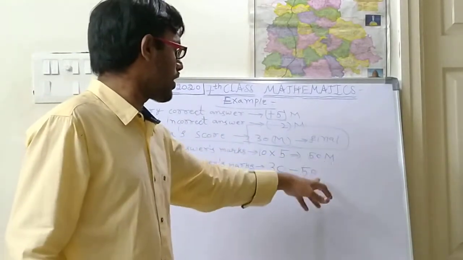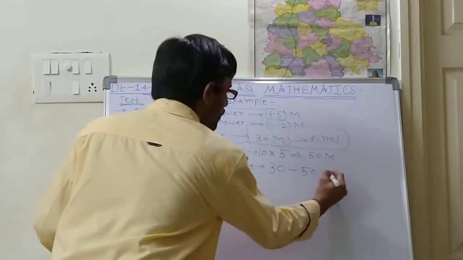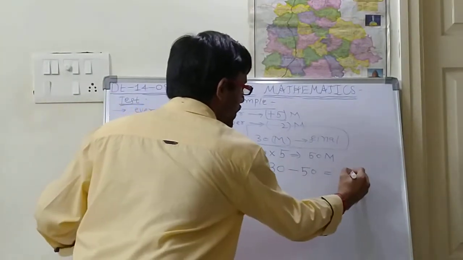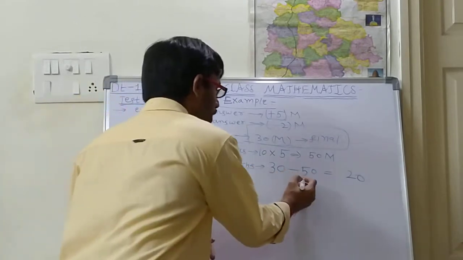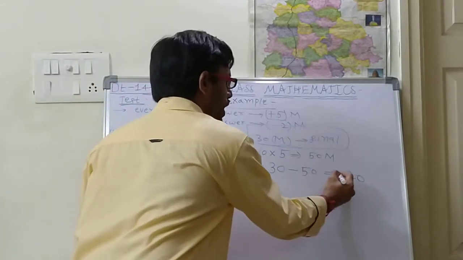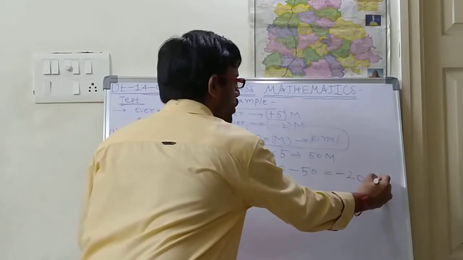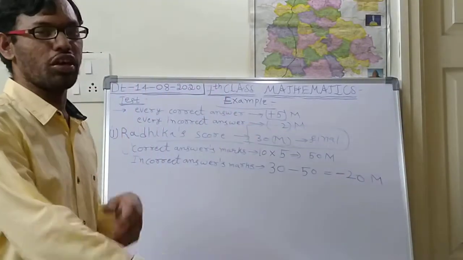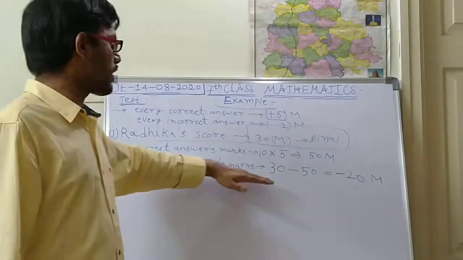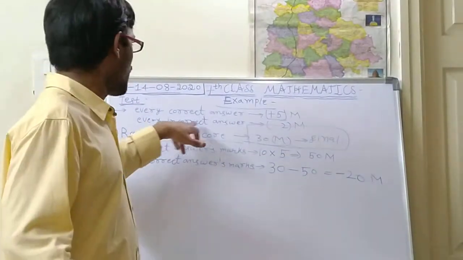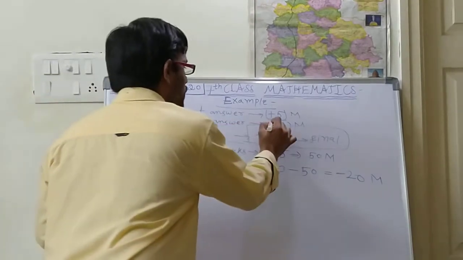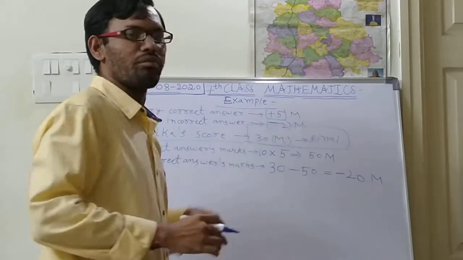Okay, 50 is a part. So 30 minus 50: 50 minus 30 is 20, and for the bigger number the minus symbol is there. So minus 20 marks. So for the incorrect answers, how many marks are awarded? Minus 20 marks. So for one incorrect answer, minus 2 marks.